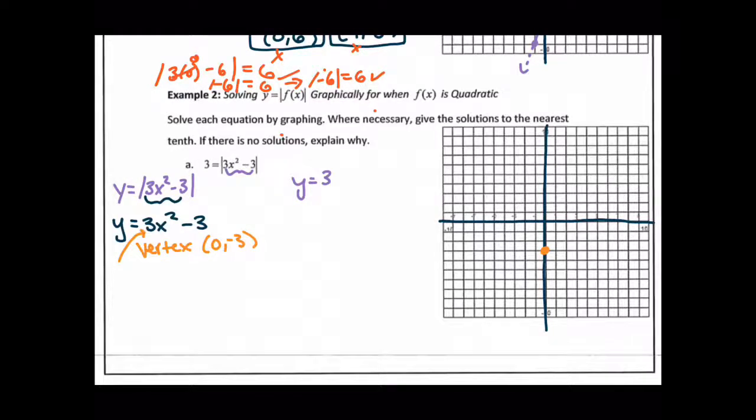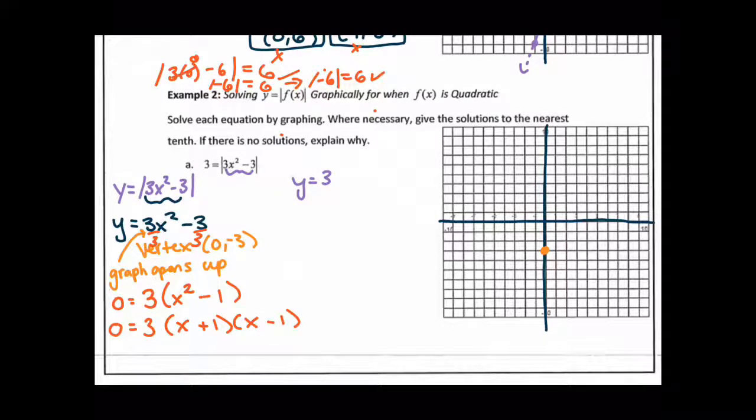Because we have the positive 3, this graph is going to open up. If I put 0 in for y and factor out 3, it can look like that. I could factor that further to x plus 1, x minus 1. So our x-intercepts will be negative 1 and positive 1. I'm just going to make it dotted for my original, and then I'll make it into an absolute value graph after this.